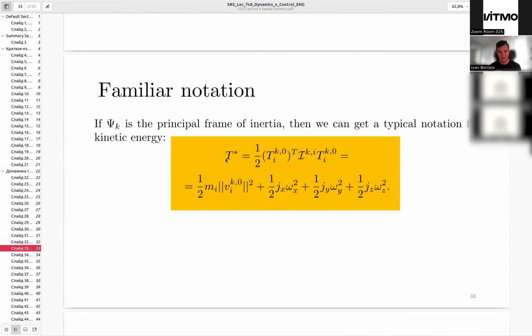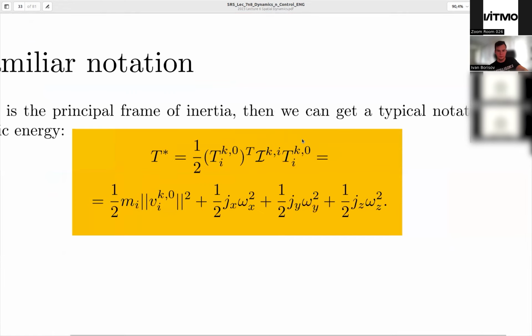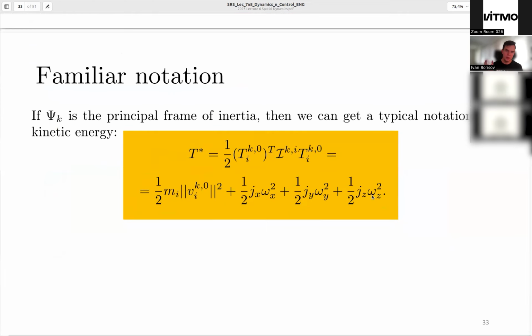And finally, the kinetic energy of a rigid body that moves in this Euclidean space will look like this: one half twist transpose times the inertia tensor times twist. And if you compute it, basically you will get the same result as on the second line. And the second line is something that we're already familiar with.